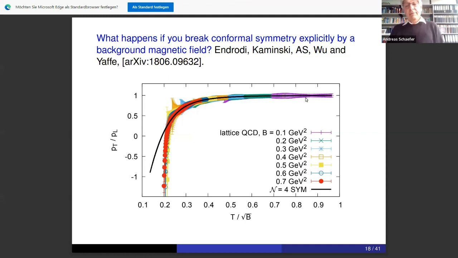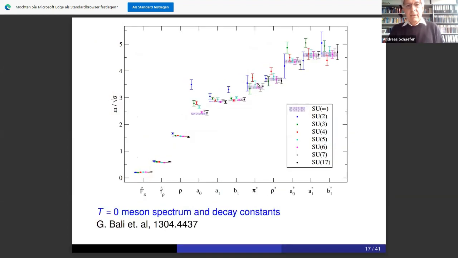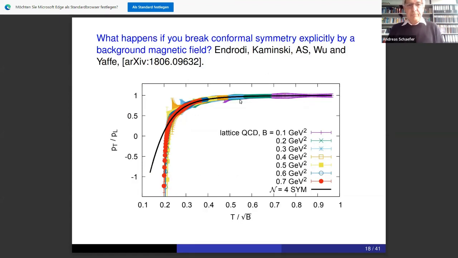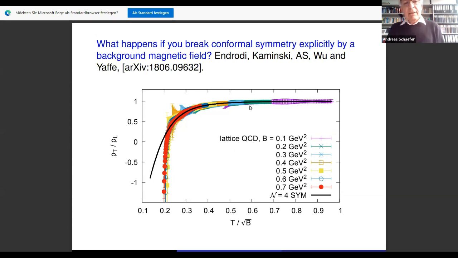And then coming back to conformal symmetry, one element of conformal symmetry is scale invariance. So we looked at lattice calculations where we broke the scale invariance by hand by introducing a background magnetic field, here with different values. And then again, if you plot, for example, the ratio of transverse over longitudinal pressure, which is a thermodynamic property, and you plot it not with respect to T and B, but with respect to this dimensionless quantity, you will find perfect scaling. So it seems that although in this case conformal symmetry is explicitly broken by the background field, still you have very nice scaling properties.